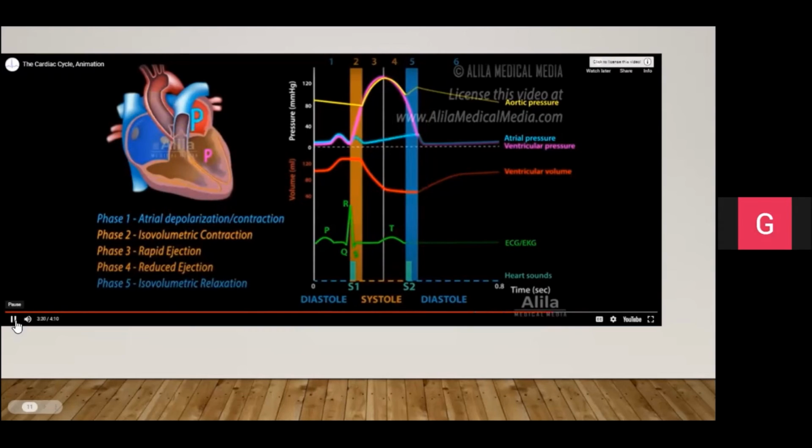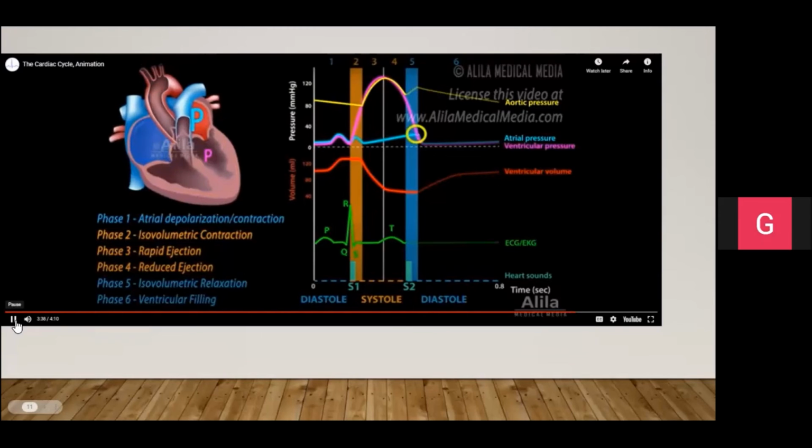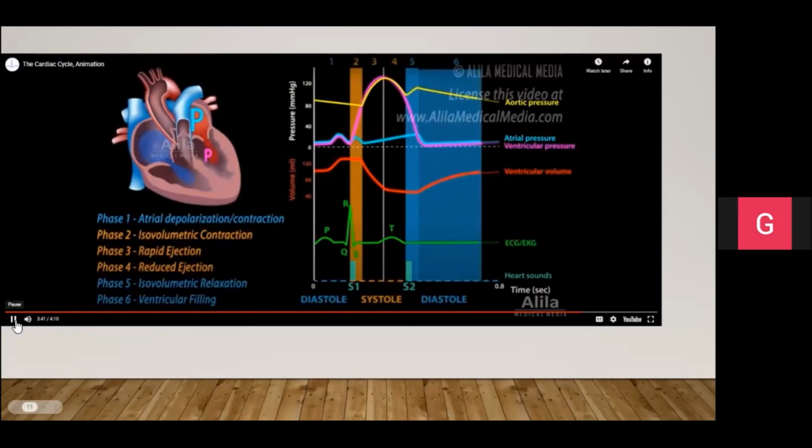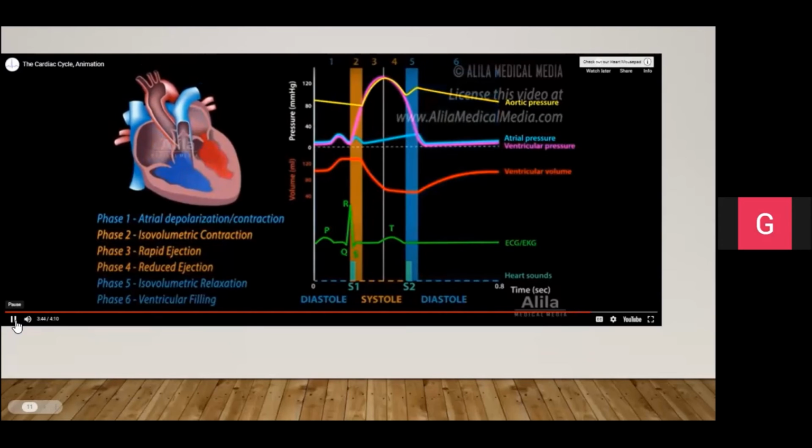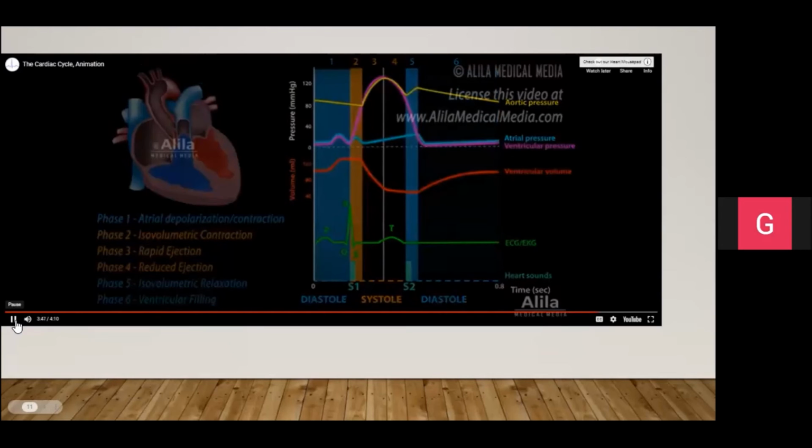Ventricular filling starts when ventricular pressures drop below atrial pressures, causing the AV valve to open, allowing blood to flow down the ventricles passively. The atria contract to finish the filling phase, and the cycle repeats itself.